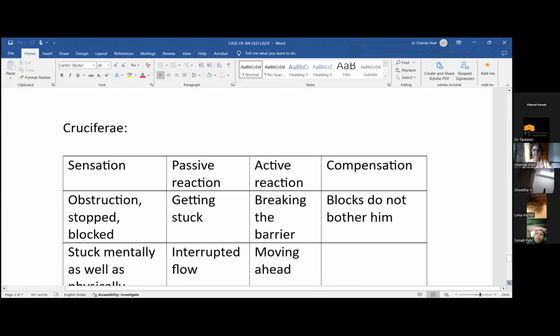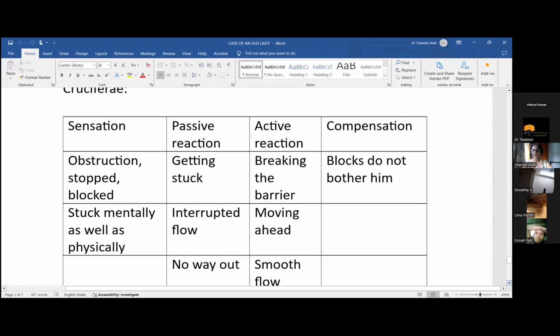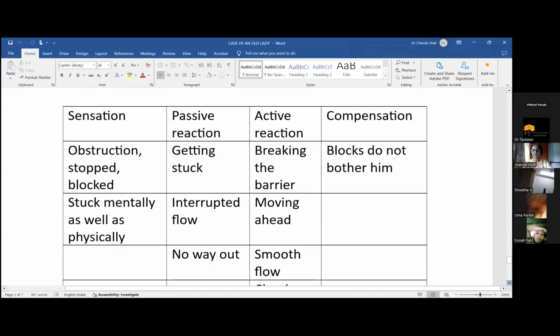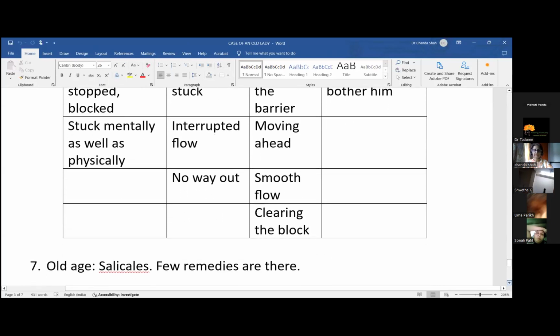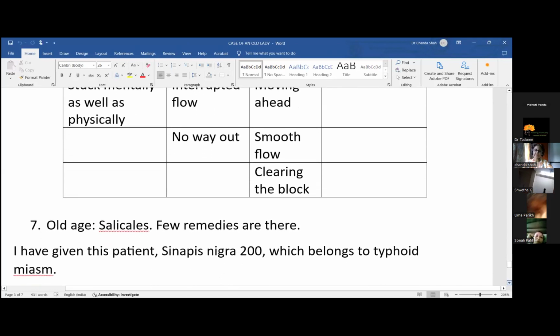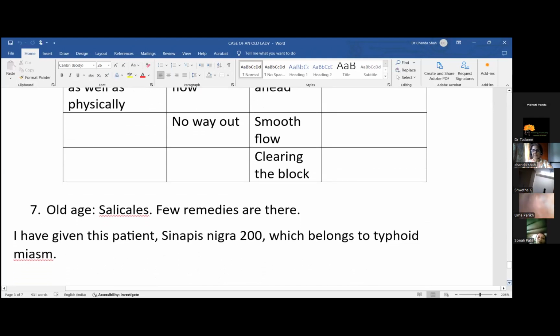So we know from the sensation method, all this sensation of the cruciferous family: obstruction, blocked, getting stuck, no way out, all that. And in old age, very few remedies are there, so I'm not going into that. So this patient, I have given Sinapis nigra 200, which belongs to the typhoid miasm, because she's getting into a panic. So that's why I felt Sinapis nigra should be a good remedy for her, and it's really helped her.